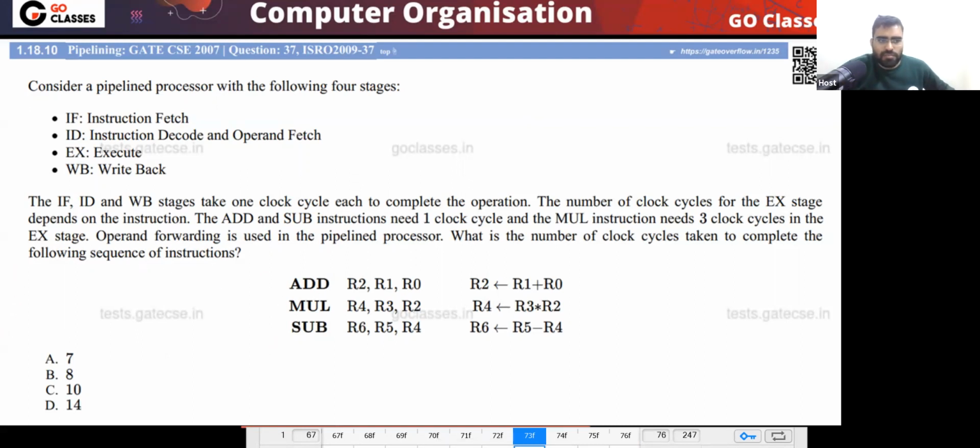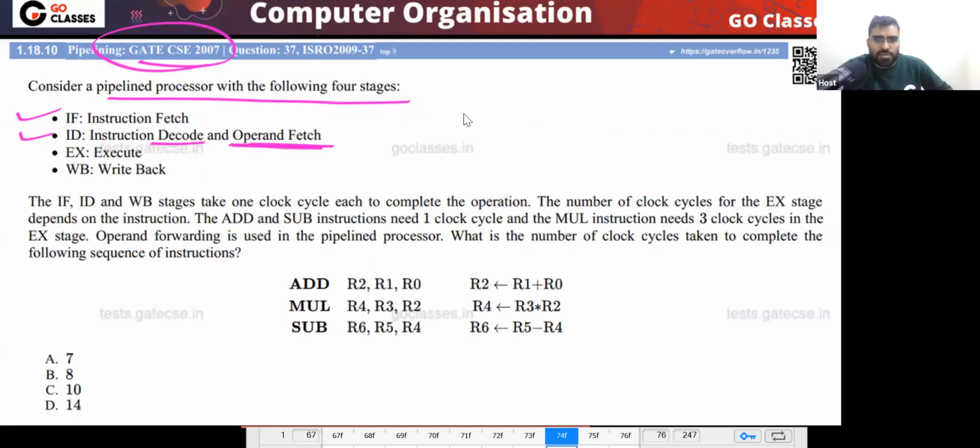Let's try this one. This is a GATE 2007 question. There is a pipeline processor with the following 4 stages. You are fetching the instruction, you are decoding the instruction and fetching the registers, you are reading the registers.